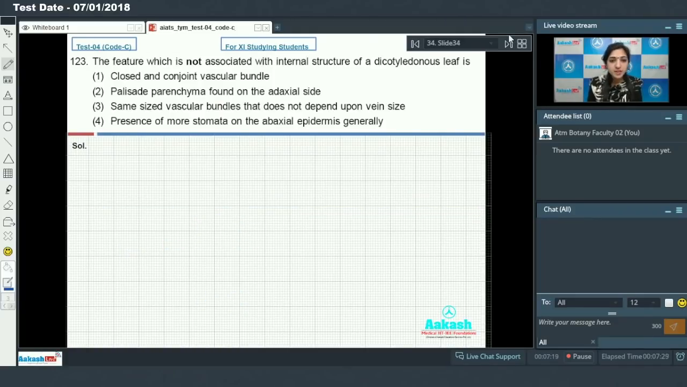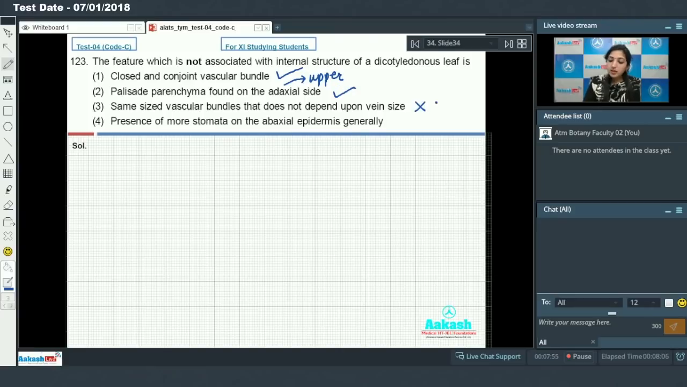Question number 123 says, the feature which is not associated with internal structure of a dicotyledonous leaf is. Dicotyledonous leaf में closed and conjoint vascular bundles होते हैं. So this is correct. Palisade parenchyma is found on the adaxial side. Adaxial is the upper side. Yeah, upper epidermis में palisade parenchyma is found. So this is correct.